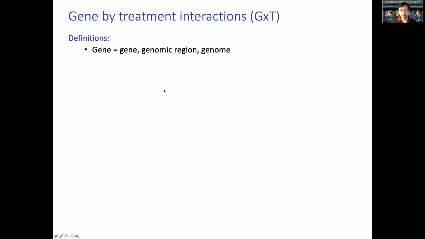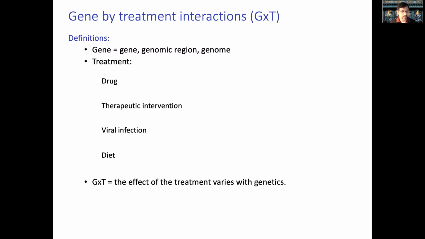So a gene would be a gene or genomic region or a genome. Treatment would be drug, maybe a therapeutic intervention, some kind of environmental insult like a viral infection or a diet. These are just examples. And G by T is where the effect of the treatment varies with genetics.